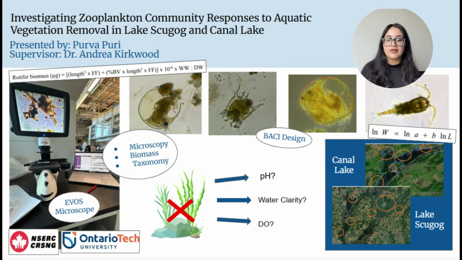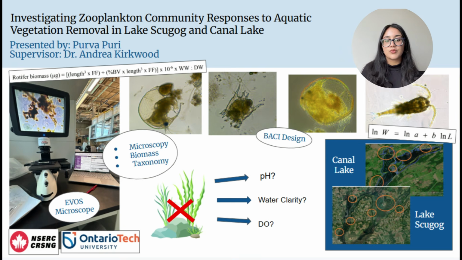My research is a part of the Trent Severn Aquatic Plant Experimental Removal, or TAPER project, which investigates how different aquatic plant removal methods influence freshwater ecosystems. The study takes place in Lake Scugog and Canal Lake and follows a before-after control impact, or BACI, experimental design. This approach allows researchers to compare ecosystem conditions before and after vegetation removal, so things like pH, dissolved oxygen, water clarity, while also comparing treated sites with untreated sites.